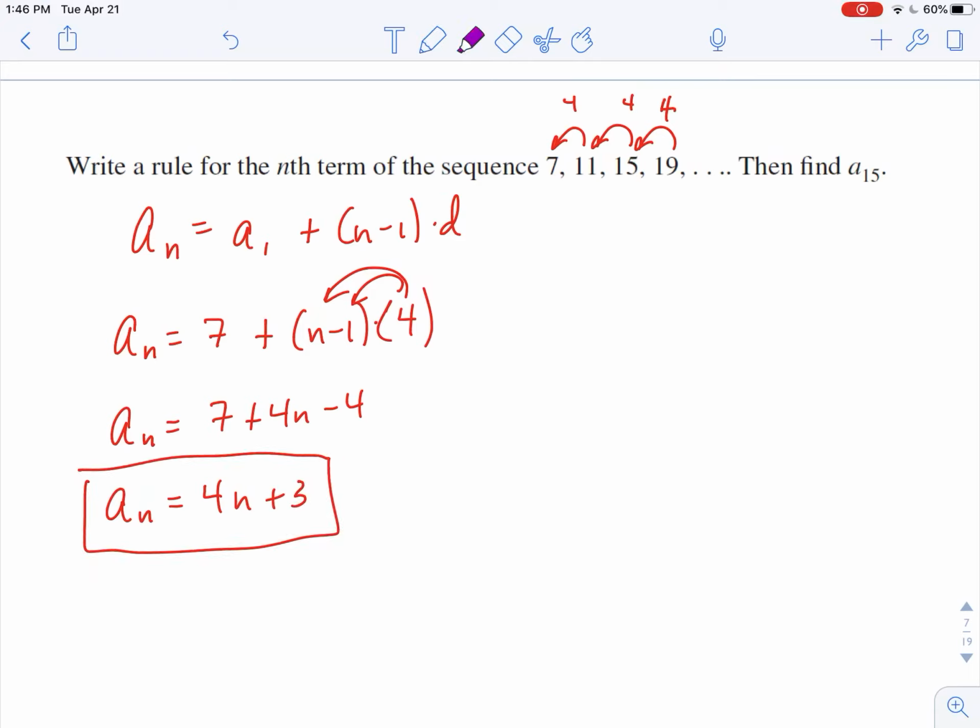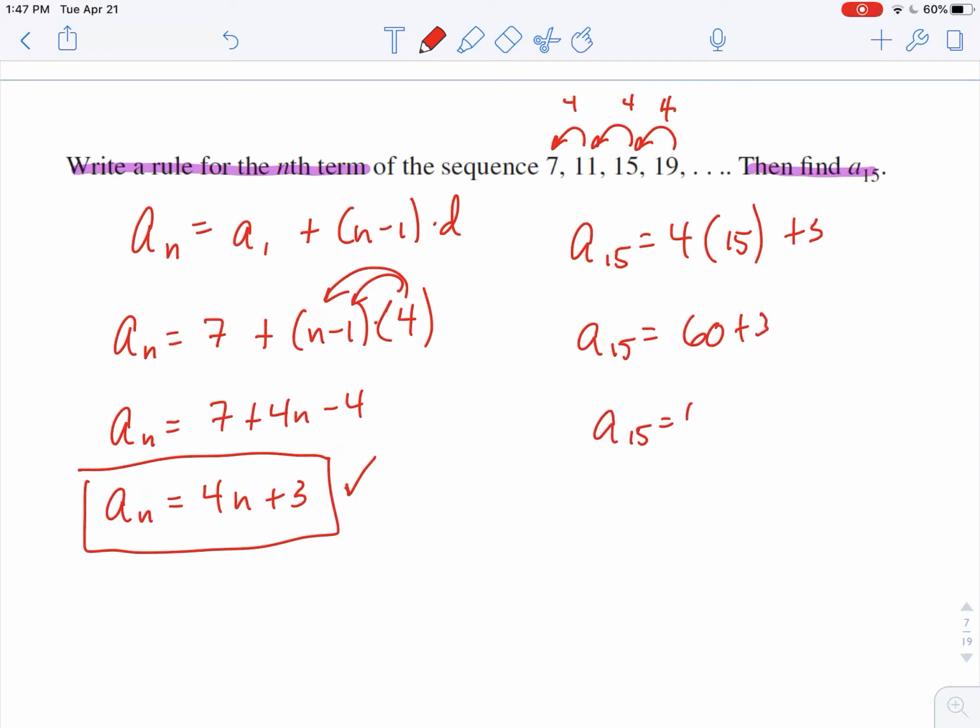So I've done this part of the directions. The second thing that they're asking me to do is I need to find the 15th term. So here I go. A sub 15 is equal to 4 times 15 plus 3. A sub 15 is equal to 60 plus 3.